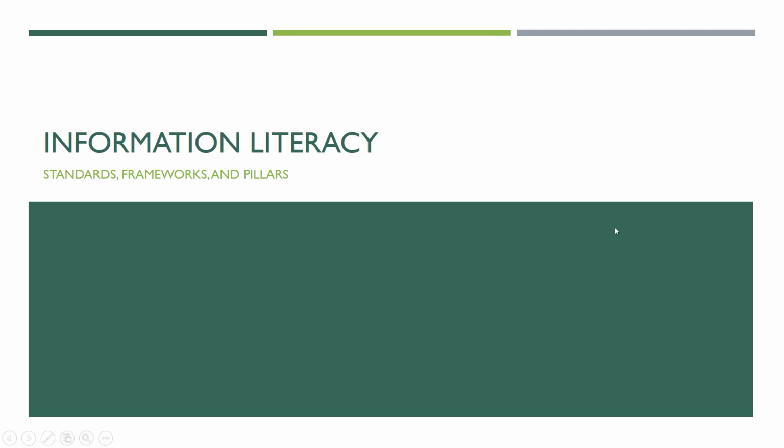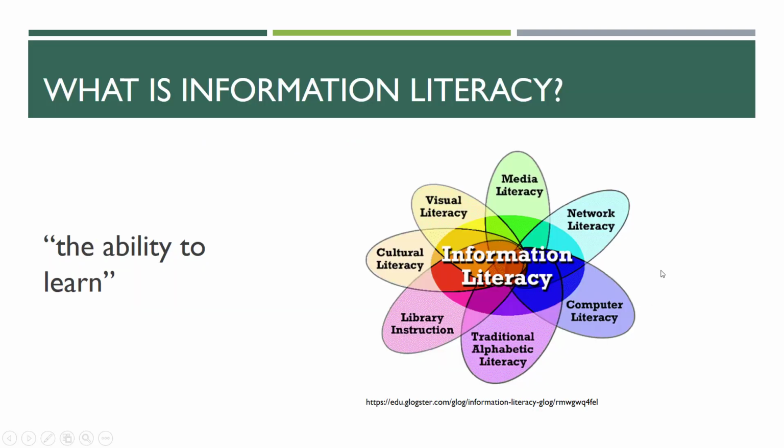Information literacy, in its most simple definition, has been called the ability to learn. It's the ability to know you need info, to go find the info, and to learn the information that you're looking for. You can see, though, information literacy doesn't really just tie to libraries and reading and scholarly work. I kind of hope you picked up on that as you looked over those framework, standards, and pillars documents.